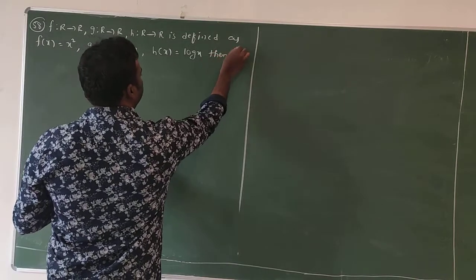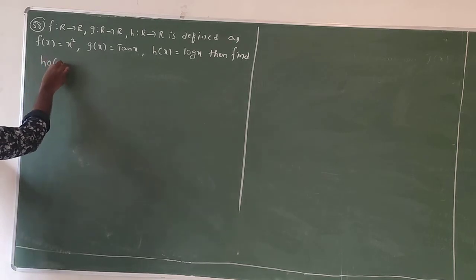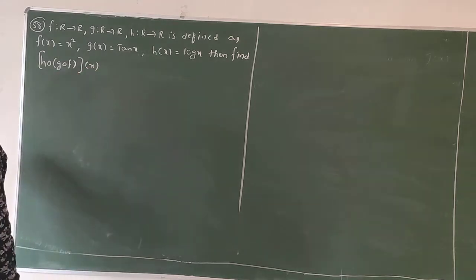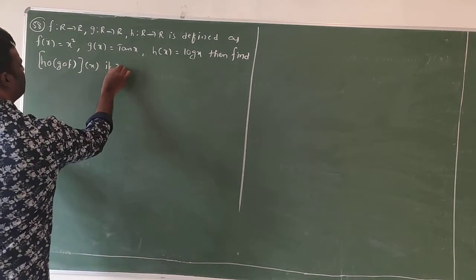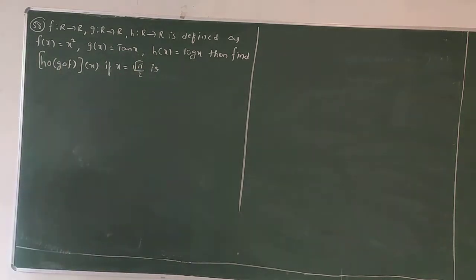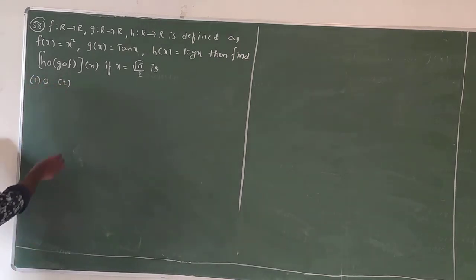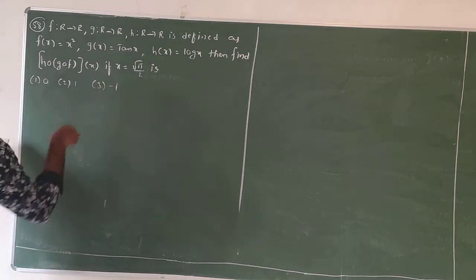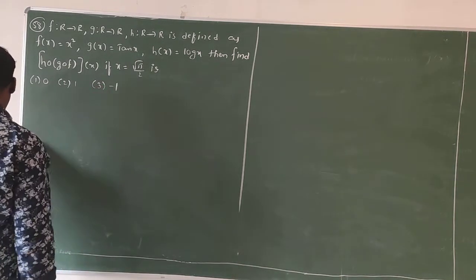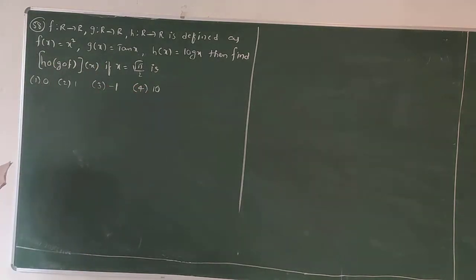Then find the value of h circle, g circle f of x if x equals to root pi by 2. This is the question. Then first option 0, second option 1, third option minus 1, fourth option 10. First we need to find the value of h circle, g circle, f of x.